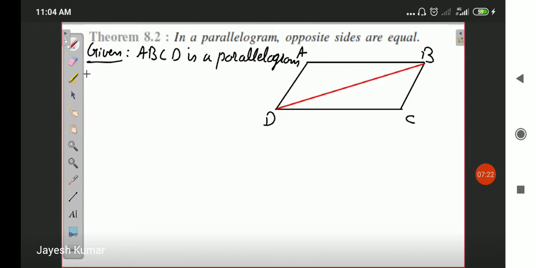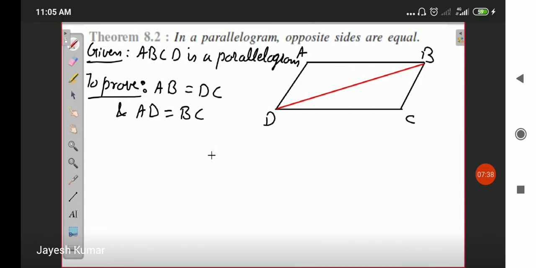Okay, and to prove, we need to prove that opposite pair of sides are equal. That is, AB length and CD length are equal, as well as AD length and BC length are also equal. So how do we do that? In order to prove all this, first of all, we require a construction.